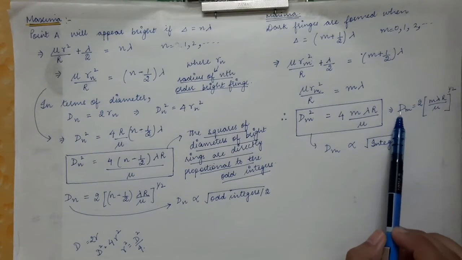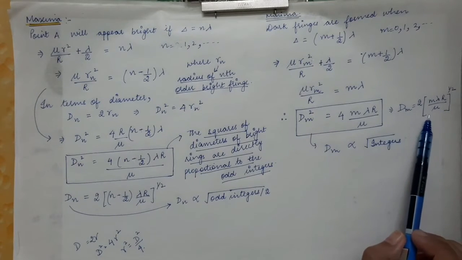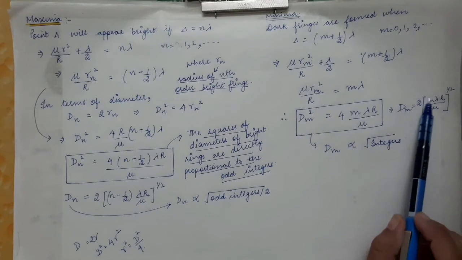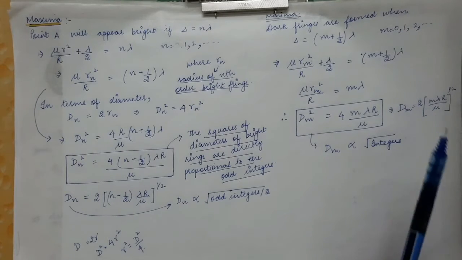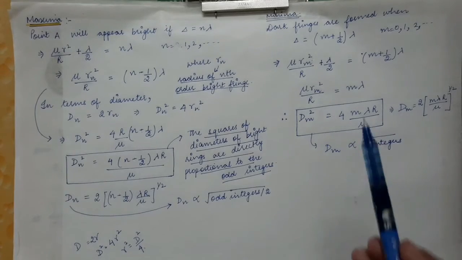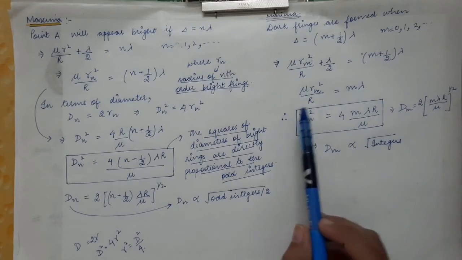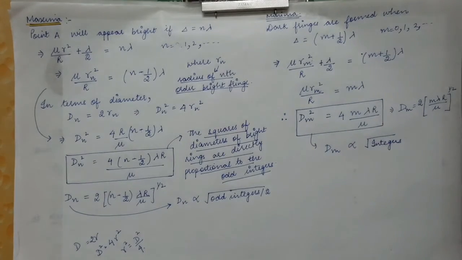So dm, the diameter of the mth dark fringe, is proportional to the square root of integers. Now m takes integral values, so dm is proportional to the square root of integers. This is the condition for the case of minima, and the lowest value of m is equal to 0.